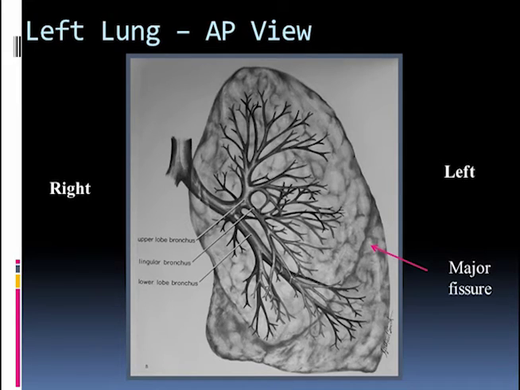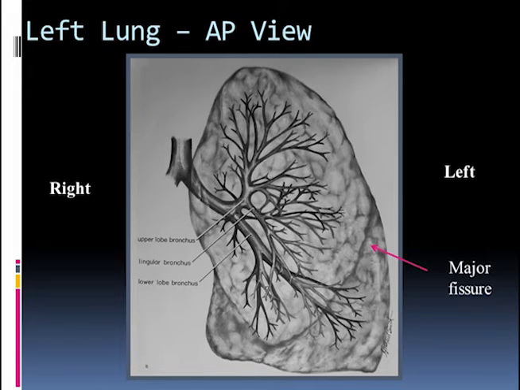Now we'll go to the left lung. The left lung is smaller than the right lung, and that's because there has to be room for the heart to sit there. So if we look at this, we can see that there's a main stem bronchus, and then we have the bronchus to the upper lobe. The segments are a little different on the left side, and we only have 2 lobes. We have an upper lobe and a lower lobe. These 2 lobes are divided by a single major fissure, which you can see here. Now the upper lobe has 3 segments.